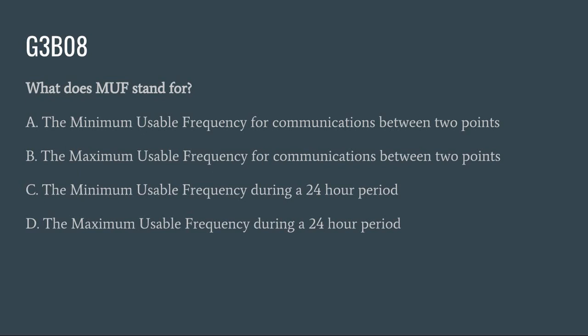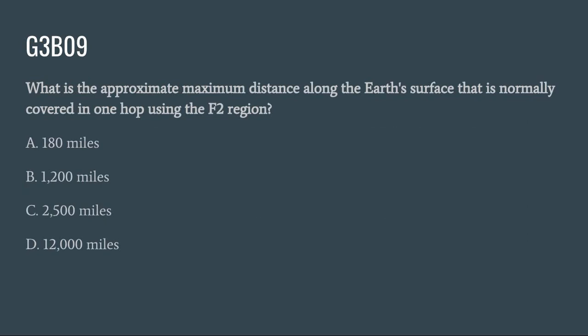G3B08, what does MUF stand for? A. The minimum usable frequency for communication between 2 points. B. The maximum usable frequency for communications between 2 points. C. The minimum usable frequency during a 24-hour period. Or D. The maximum usable frequency during a 24-hour period. Correct answer is B, the maximum usable frequency for communications between 2 points.